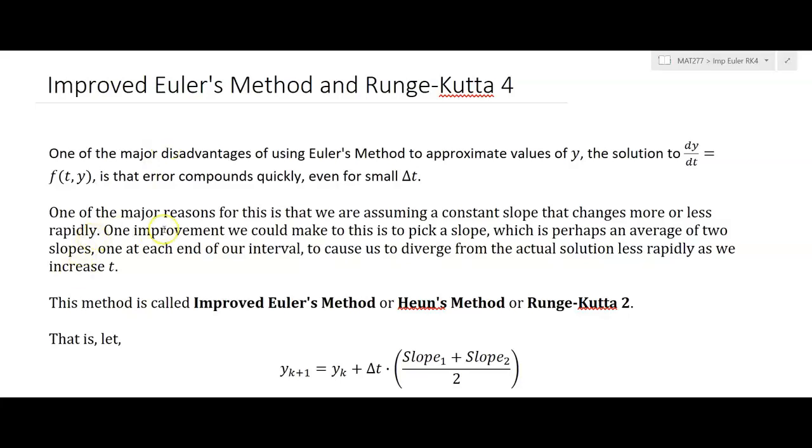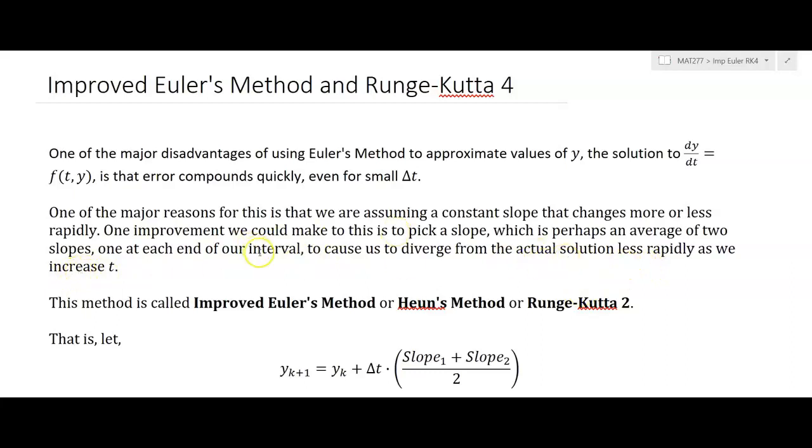One of the major issues is that we are assuming, again, a constant slope that changes more or less rapidly, which varies from function to function. One improvement we could make is to pick a slope which is perhaps an average of two slopes. Rather than use one slope and assume that's the best slope for the entire interval, let's pick two of them, one at each end of our interval, to cause us to diverge from the actual solution less rapidly as we increase t.